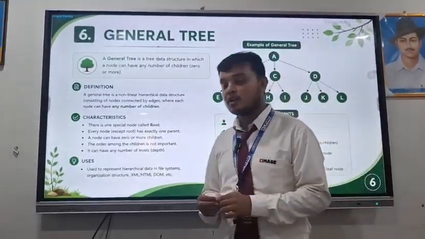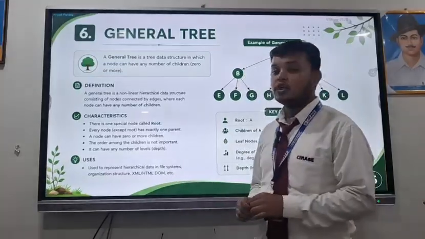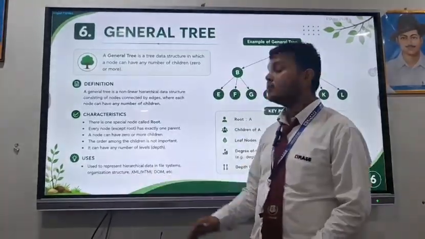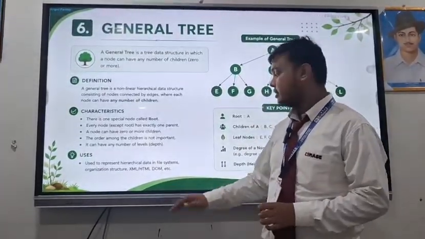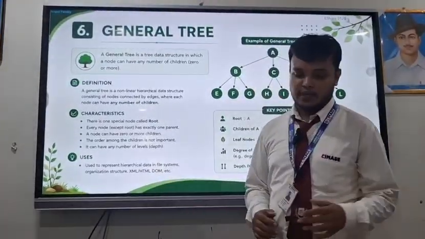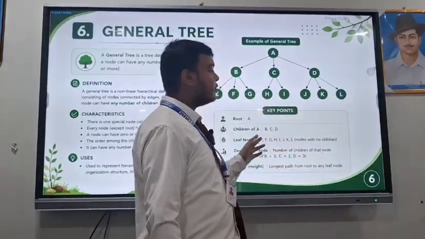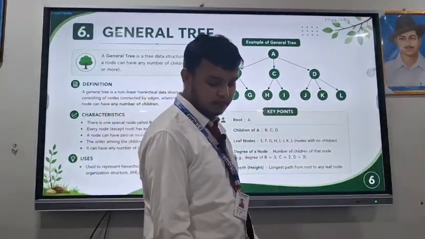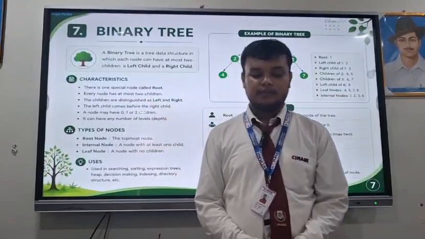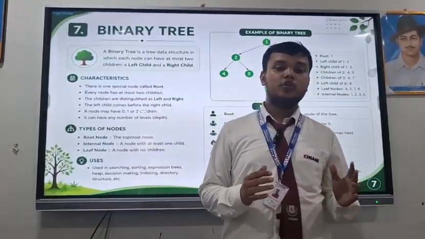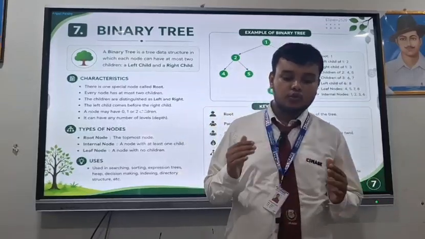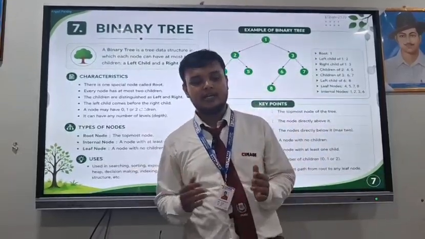Next one is the uses of the general tree. The general tree is used to represent hierarchical data in the file system and organized structures such as XML, HTML, and DOM, etc. Here is an example of the general tree. Next one is the binary tree. A binary tree is a tree data structure in which each node can have at most two children, a left child and a right child.